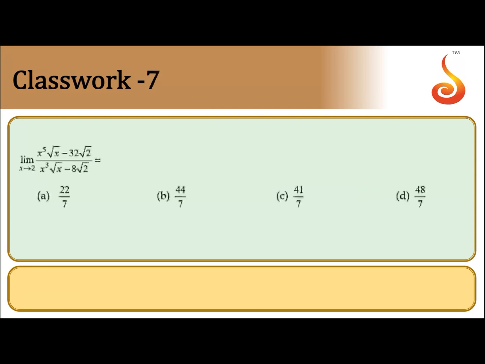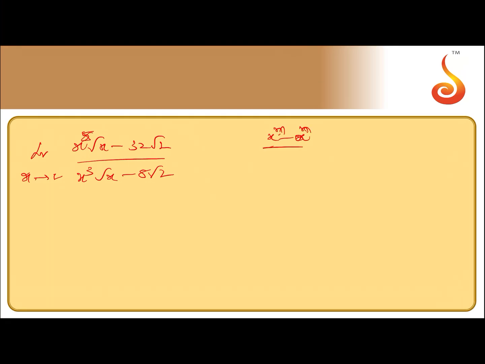Coming to the 7th one. This is in the form of (x^n − a^n)/(x^m − a^m). Limit as x tends to 2 of (x^5 √x − 32√2)/(x^3 √x − 8√2). I say there is one formula: limit as x tends to a of (x^m − a^m)/(x^n − a^n).